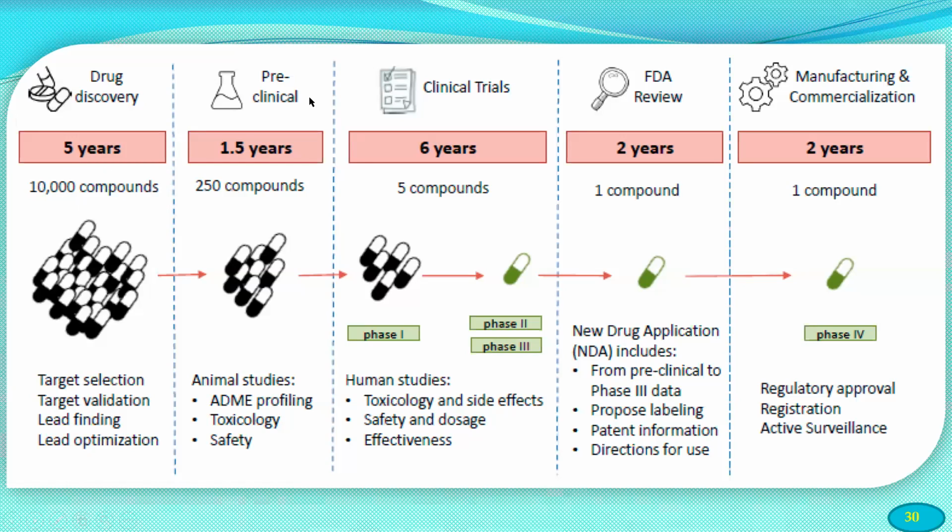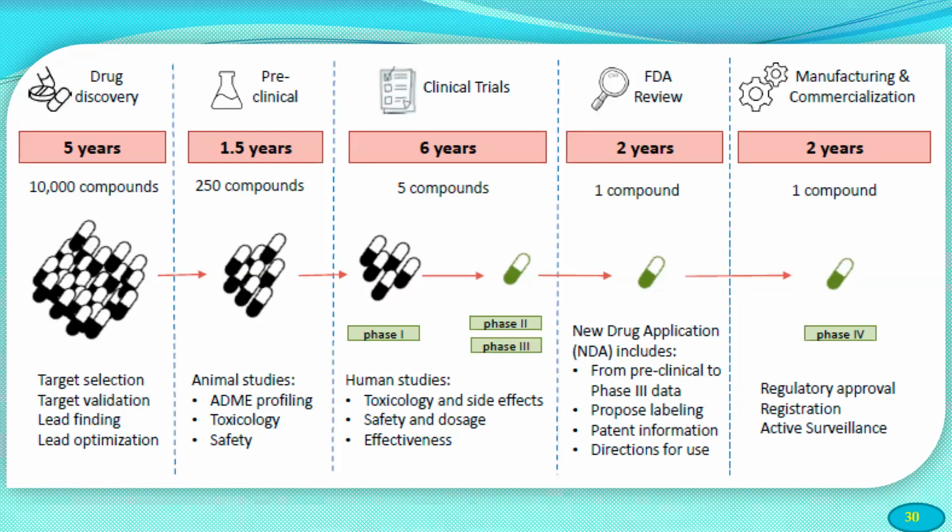Then later the drug enters the preclinical studies, which take 1.5 years, and about 250 compounds out of these 10,000 compounds are selected. Then the animal studies are conducted, especially adverse drug reactions, then the kinetic studies, ADME: absorption, distribution, metabolism, and elimination studies. Then toxicity and safety studies are all conducted, and it takes about 1.5 years approximately.